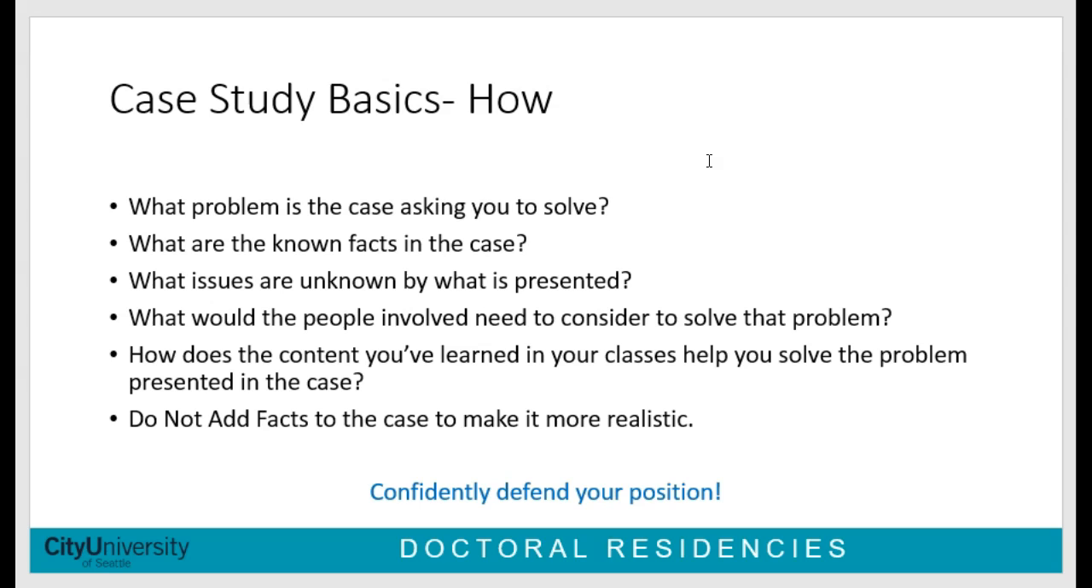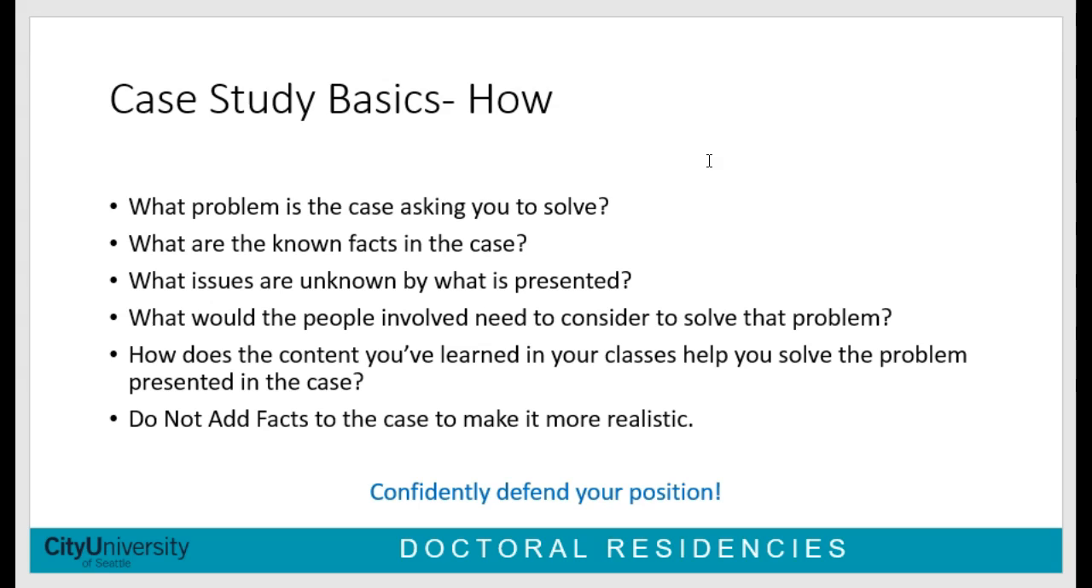And again, do not add facts to make the case more realistic. We are going to want to see you defending your position with research. We don't want your opinion. We want research that is showing these are the best recommendations. And you will be making recommendations in all the case studies. You're going in there like you're a professional, you're a consultant. So you're going to be recommending to these people, these companies, these schools, a plan of action in order to solve the problem that is presented in the case.